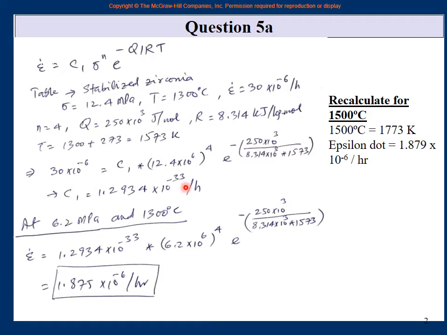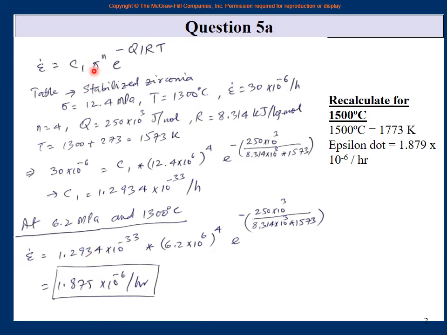So now at a value of 6.2 megapascal, what will be the strain rate? So now you have the same equation again, and this C you have calculated earlier, right? So just put its value. Sigma raised to n.